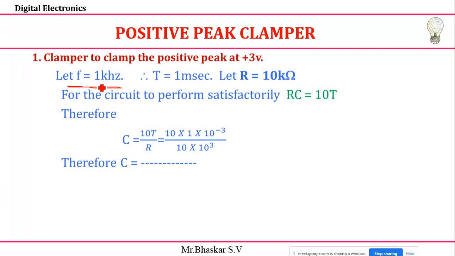If there is a 1 kilohertz frequency, then you just take the reciprocal of that and I'll get the time period, that is 1 divided by 1 kilohertz, meaning 1 divided by 10 power 3, which is nothing but 1 millisecond. So T value I'll get is 1 millisecond, and I'm going to assume that the R value is 10 kilo ohm. For a clamper circuit to perform correctly, one of the conditions is that the time constant RC should be equal to 10 times T. Remember, RC should be 10 times T. This is a formula you should remember.